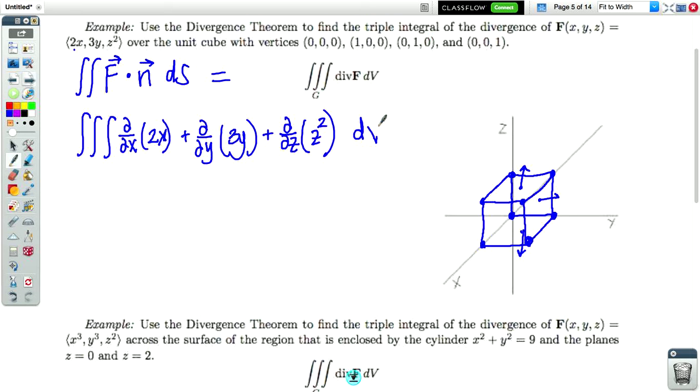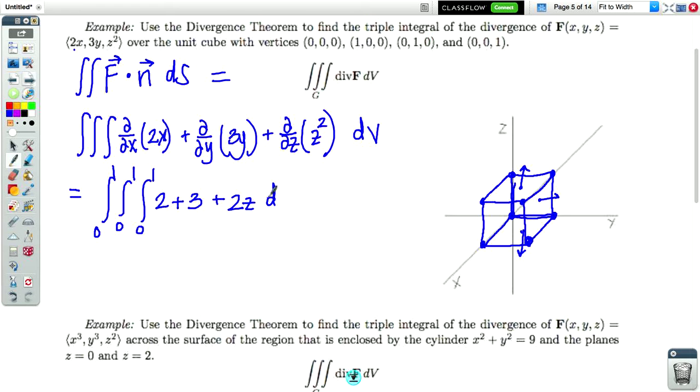And this is going to be over some volume. So in other words, I'm going to integrate over the cube, triple integral. Now this is a unit cube, so I don't even have to think about what I'm doing here. Every single one of these variables is going to go from 0 to 1. Everything goes from 0 to 1. It's over the unit cube. Partial with respect to x of 2x is just 2. Partial with respect to y of 3y is 3. And partial with respect to z of z squared is 2z.